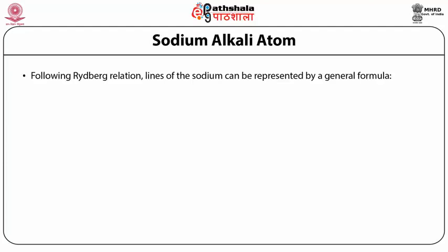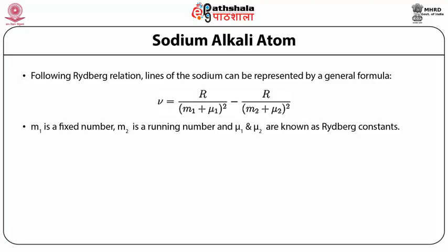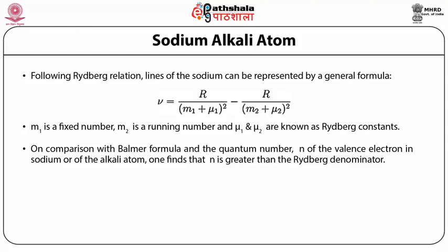Following the Rydberg relation, lines of sodium can be represented by a general formula where nu is equal to R upon (m1 plus mu1) square minus R upon (m2 plus mu2) square. m1 is a fixed number, m2 is a running number, and mu1 and mu2 are the Rydberg corrections. On comparison with the Balmer formula and the quantum number n of the valence electron in sodium or of an alkali atom, one finds that n is greater than the Rydberg denominator. That is, n is greater than m1 plus mu1, and n minus (m1 plus mu1) is equal to delta 1, and n minus delta 1 is equal to m1 plus mu1.